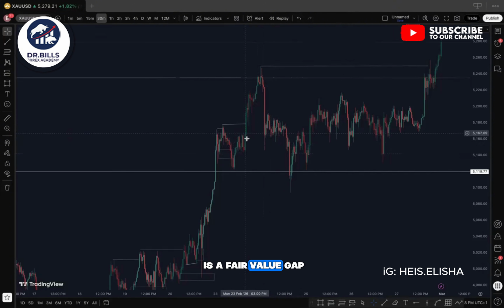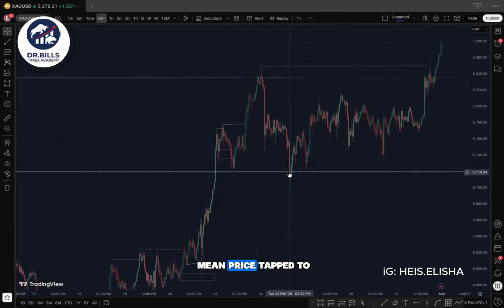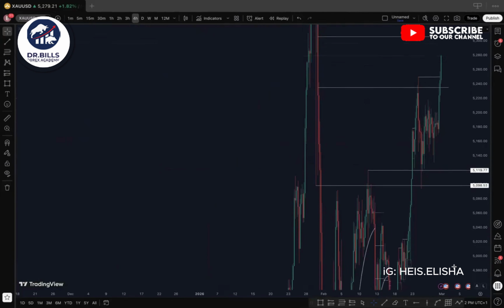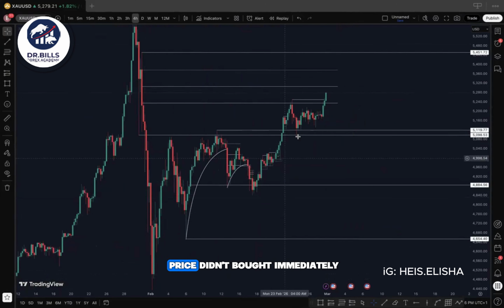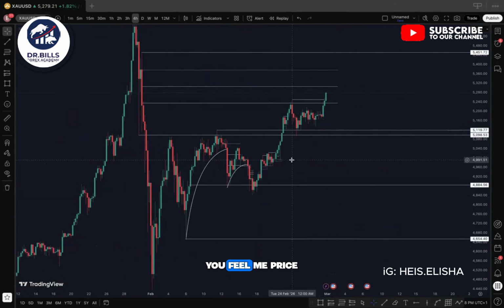Just in case, this is a fair value gap level. This is the principle of stop loss when you're trading fair value gaps. Price raided my stop loss, and I knew that price was going to go lower. Price fell lower and tapped to this level, similar to what happened in the past. The minute price tapped on this key level, you can see that price then bought immediately. You feel me?